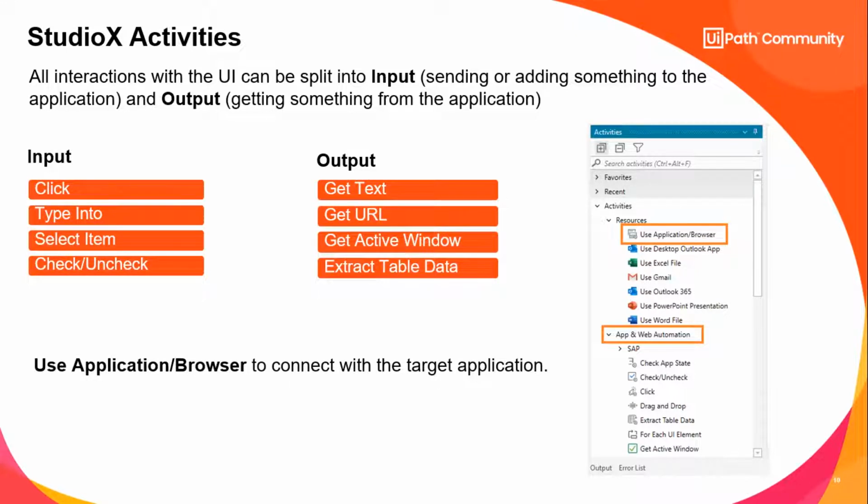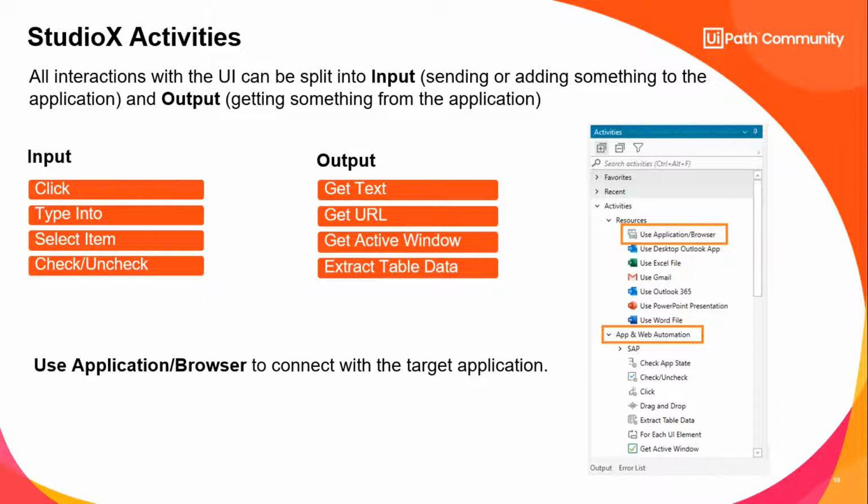Before we actually start looking at the different categories, activities in StudioX are the building blocks that help you to create your whole automation. Something that you are doing manually has a corresponding activity in StudioX. If you are typing something manually, then in StudioX you have an activity known as type into that helps you to simulate that particular action, right? So activities are nothing but the building blocks that help you to create your whole automation.